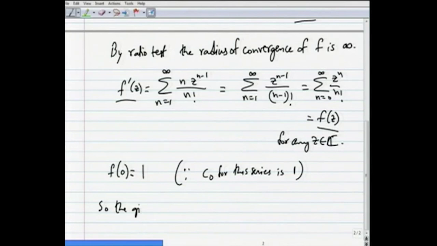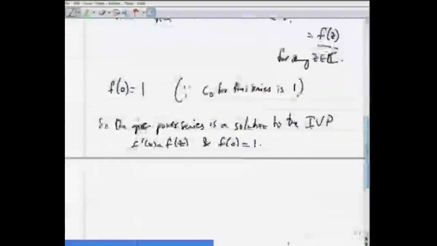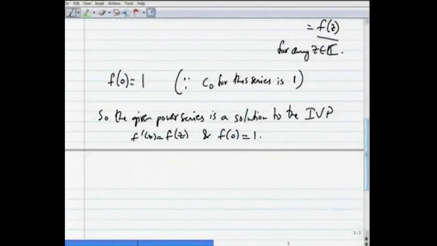So the given power series is a solution to the initial value problem f prime of z equals f of z and f of 0 is equal to 1. And by the existence and uniqueness of solutions to differential equations, we know that the solution to this IVP has to be unique.